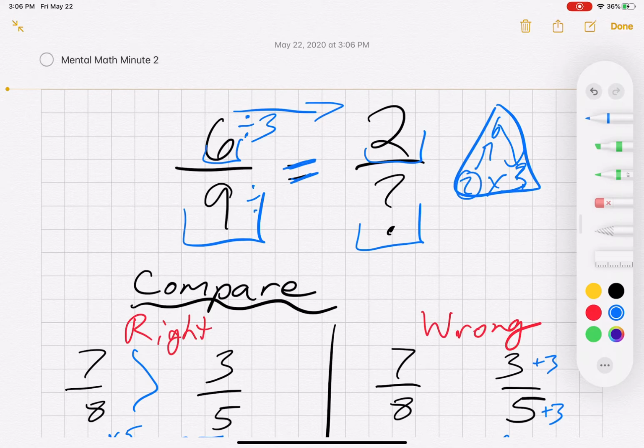And so whatever I do at the top, I do the bottom. And I have 9, and I know now I am dividing 9 by 3. And I know that 9 divided by 3 is 3, or I also can say what multiplied by 3 gives me 9, and that's 3.